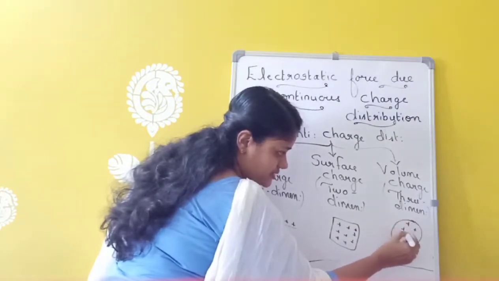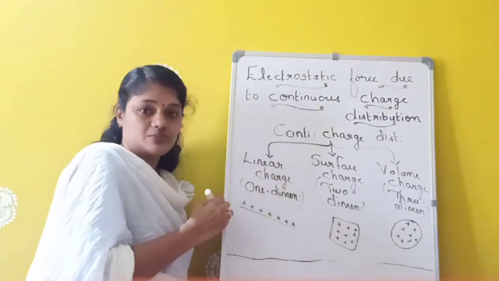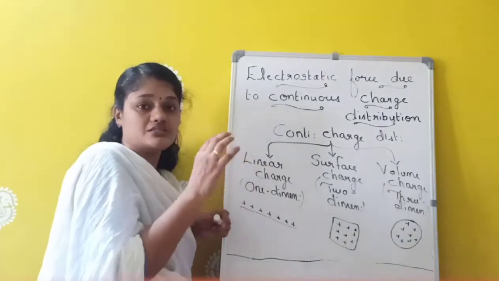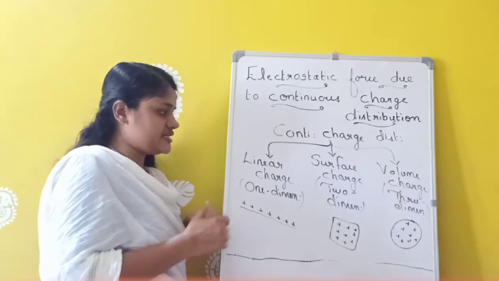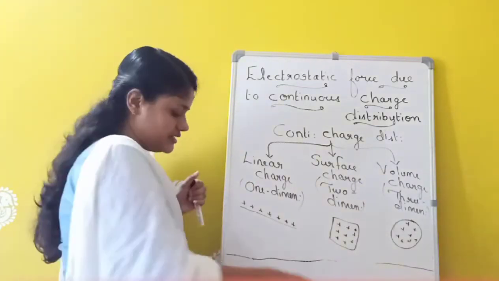Distribution of charge on a sphere can be taken as three-dimensional distribution of charge. That means three-dimensional x, y, z axis. Distribution of charge in a space is called volume charge distribution. So we can categorize into three categories. Then first we have to study about linear charge distribution.